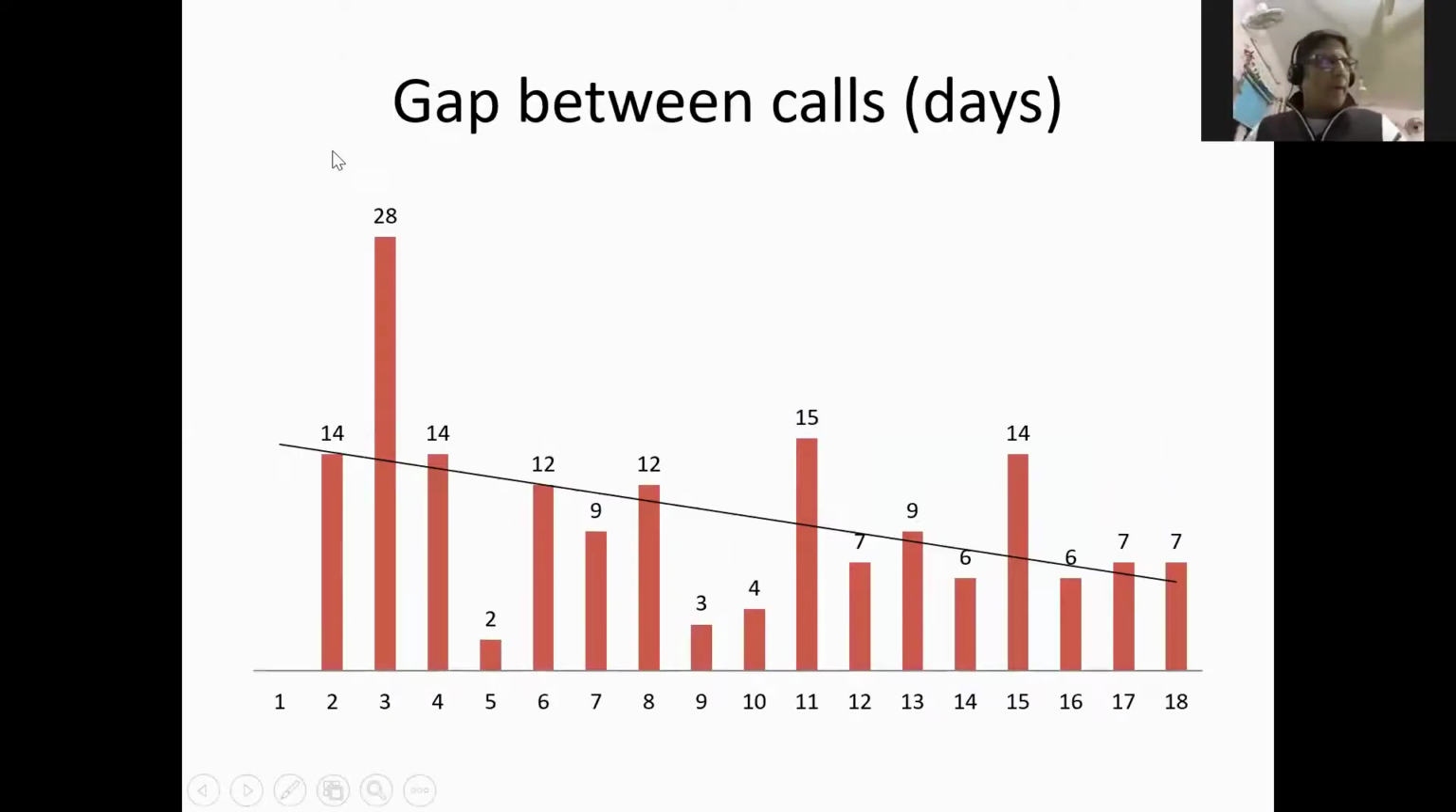This is the gap between the calls, the number of days gap. And if you can see, there was only one instance that there was 28 days gap between 2 calls. Other than that, the meetings happened almost consistently between, almost 2 weeks, every other week. And then now the frequency is almost weekly. So this is kind of the analysis from a very simple data collection that I shared.